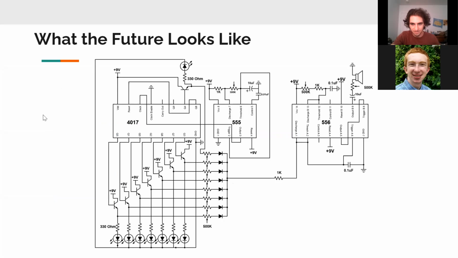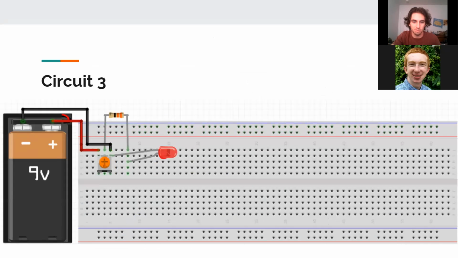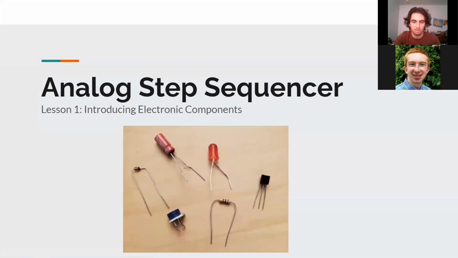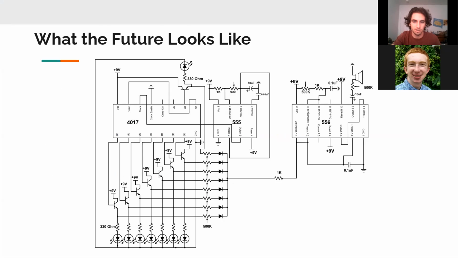So this is kind of what the future looks like. This is what the final circuit looks like. Hopefully it's not too scary. There's a lot going on here, but by the end of it, I think everyone should have a firm understanding of what's going on. It's not as bad as it looks. There's a lot of stuff, but we're going to take it one step at a time. Today we're just going to look at the fundamentals, and we're going to slowly build until we get to here.